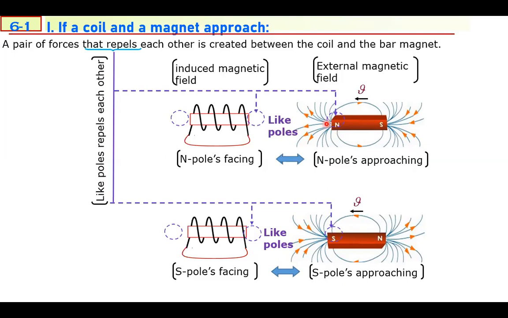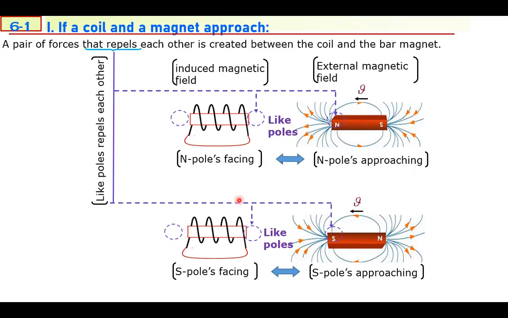So this is the end pole of the magnet. This pole must be N so that N and N can repel each other. So in the case of the N pole approaching, the coil's closer end will be the N pole, and the farther end will be the S pole. But if the S pole is approaching the coil, they must repel each other. The S pole of the bar magnet is repelled by the S pole of the coil. So in this case, the closer end of the coil will be the S pole and the farther end will be the N pole.